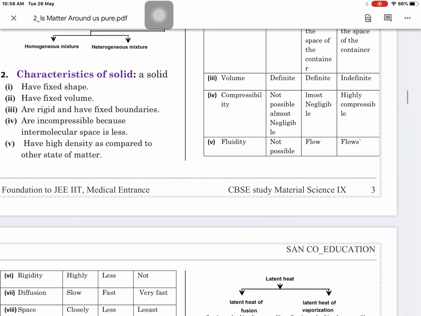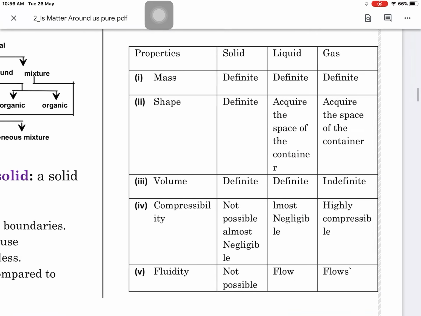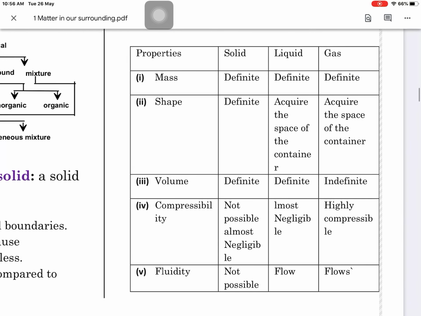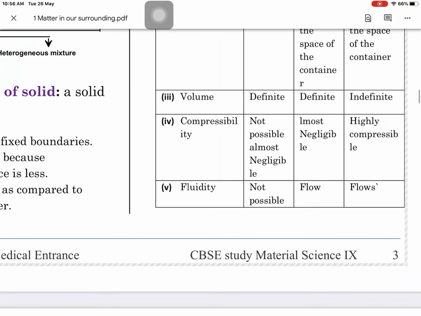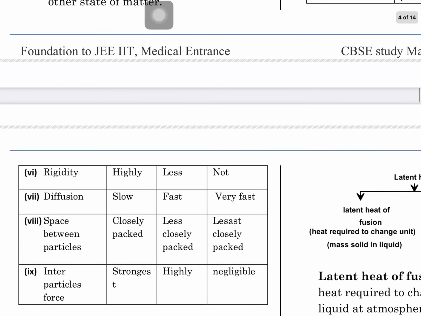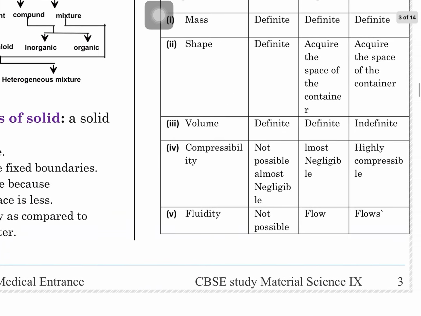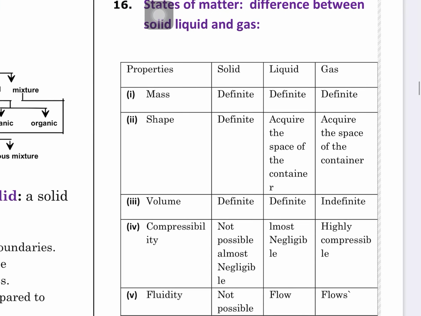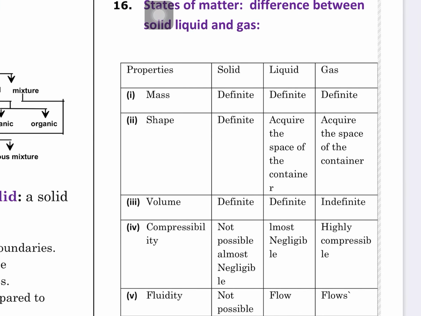Clear? And before that, I just want to tell you the property of solid, liquid, and gas. What are the characteristics and aspects which we have to define for solid, liquid, and gas? First is mass. You may see this: mass, shape, volume, compressibility, fluidity, rigidity, diffusion, space between particles, intermolecular space, and the intermolecular force is also there. Okay. So, mass, if we define it on the basis of solid, liquid, and gas.